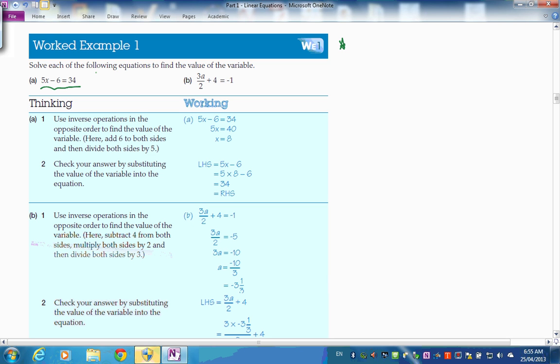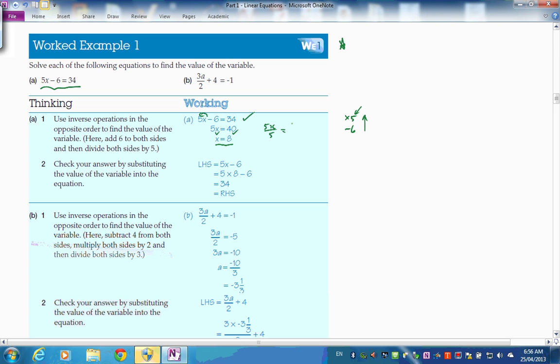Okay, so here we are. 5x take 6 equals 34. We write the equation down, and remember what we're going to do, we're unpacking our present. So x has been times by 5 and 6 has been taken away. To get x back again, we do the reverse operations in reverse order. So we're going to add 6. If we add 6 to both sides, that becomes 5x, and on the other side 34 plus 6 is 40. Then we need to reverse this, divide by 5, x is equal to 8.